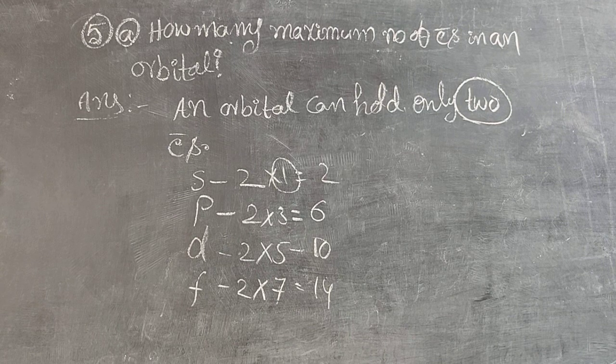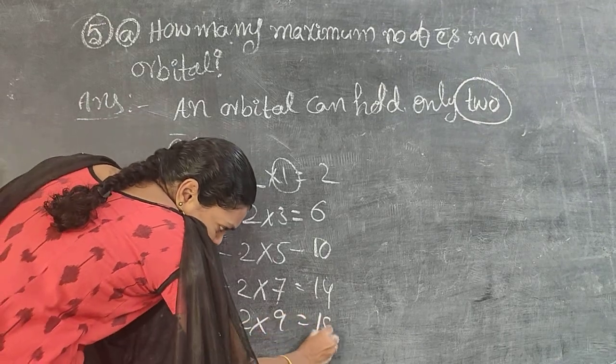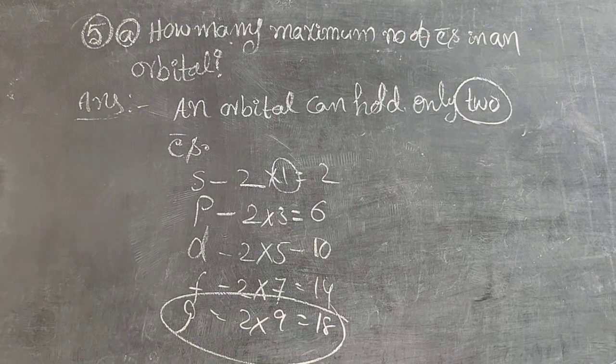In g also, 9 sublevels are there, 2 nines are 18. You also remember, in g, 2 into 9, 18 are there.